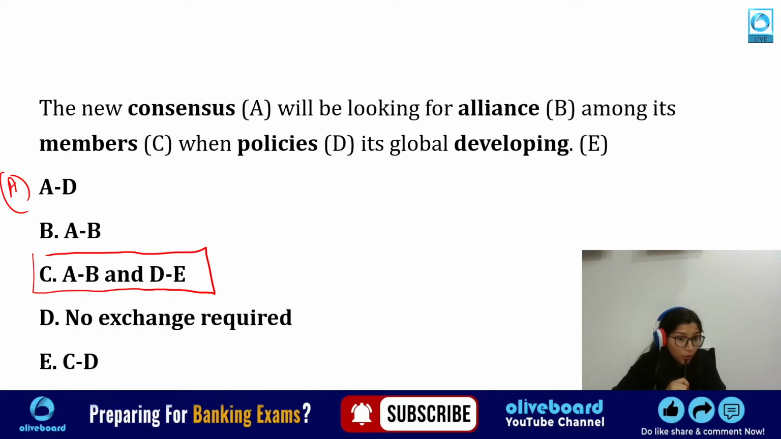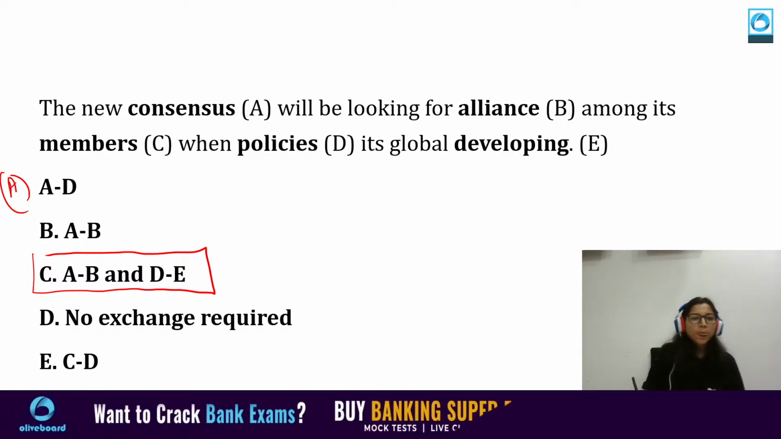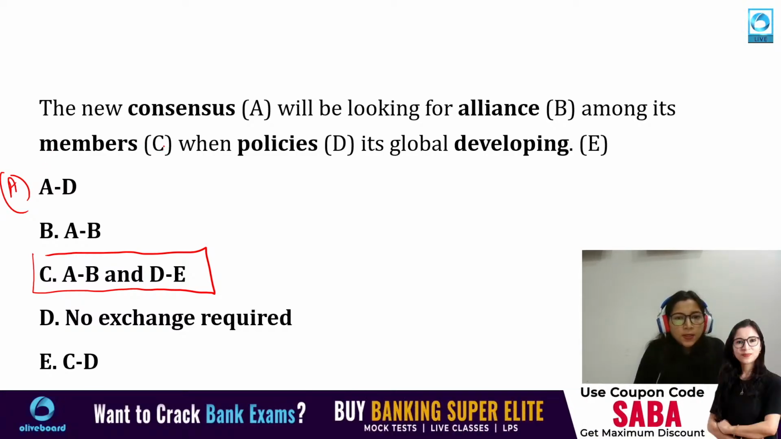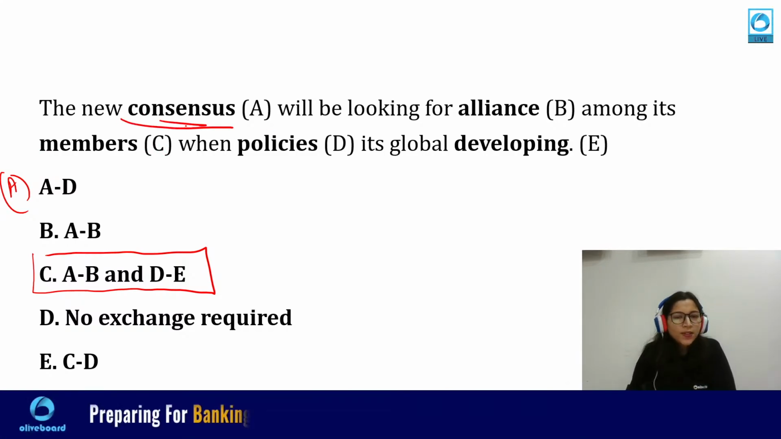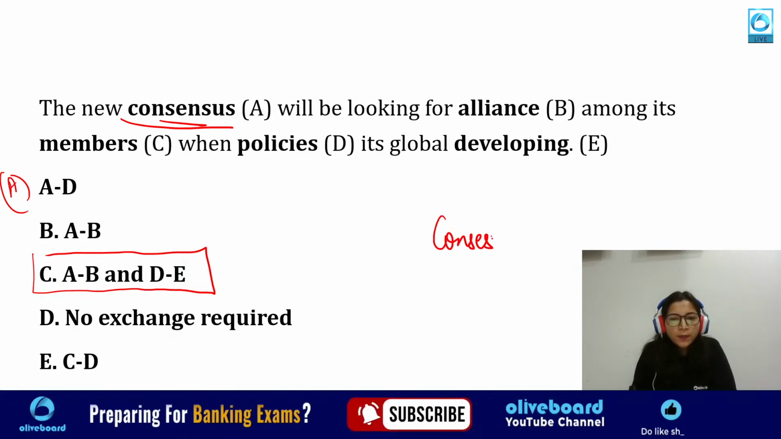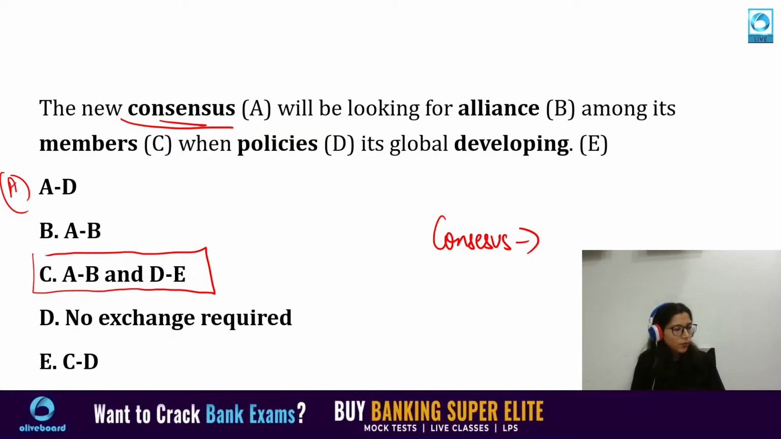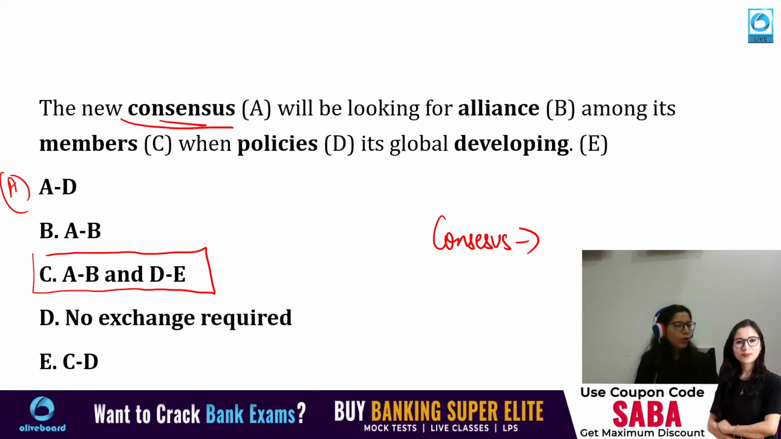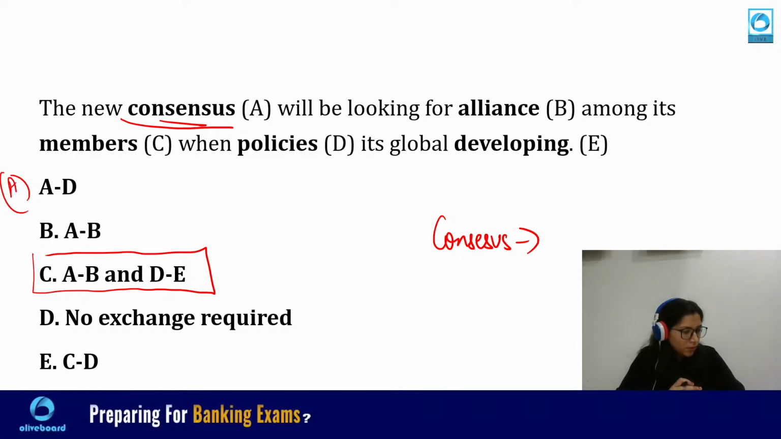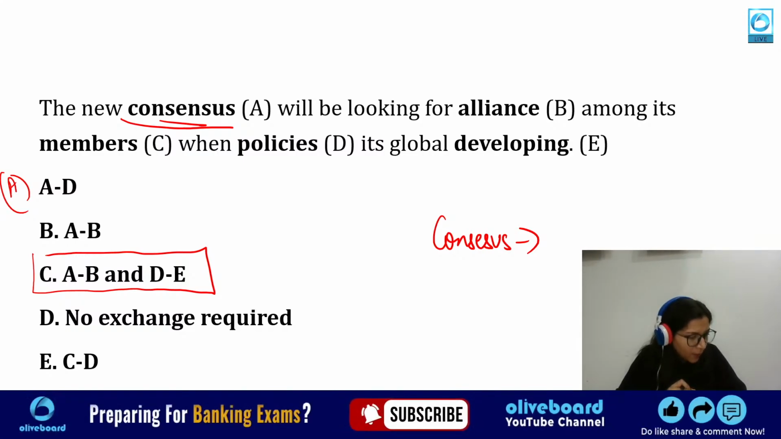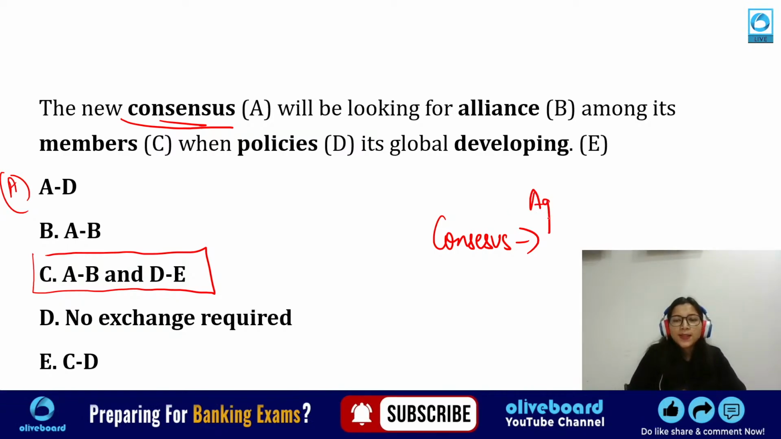Nimisha is saying D, no correction required. No exchange required, Nimisha. Harshvardhan, yes. Okay. Let's see. The new consensus will be looking for. Is it making any sense? Consensus looking for. What is the meaning of the word consensus? Anyone who can tell me? What is the meaning of the word consensus? Consent word, you know? Quickly, guys, tell me what is the meaning of this word consensus? C, yes. General agreement. Very good, Harshvardhan. Consensus means agreement. Consent se bana hua word hai.